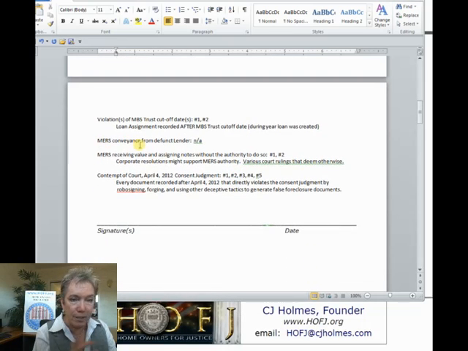MERS conveyance from a defunct lender didn't apply on this. Oh, and by the way, I think I said in a live stream a while back that Countrywide Home Loans was defunct. No, it's Countrywide Finance or something that's defunct, not Home Loans. So it turns out there's just all these corporations running around, and the fact is the banks have become masters at the corporate shell game.